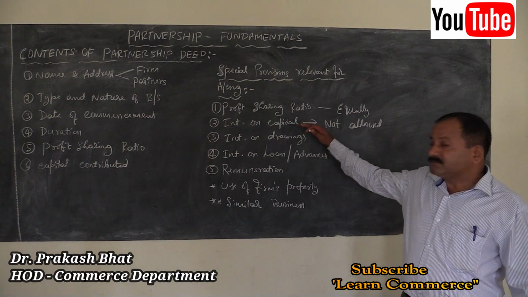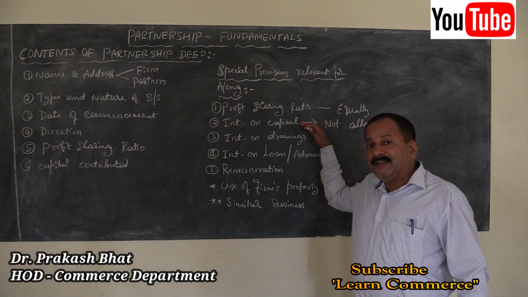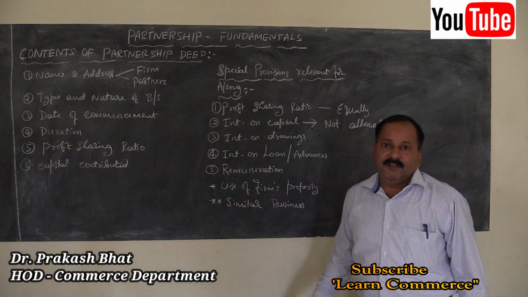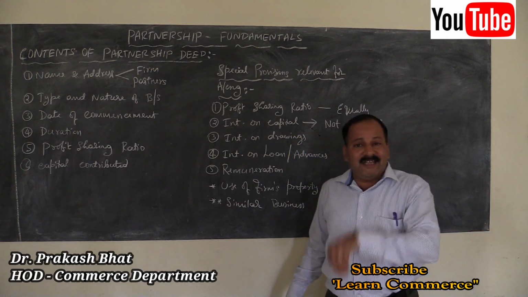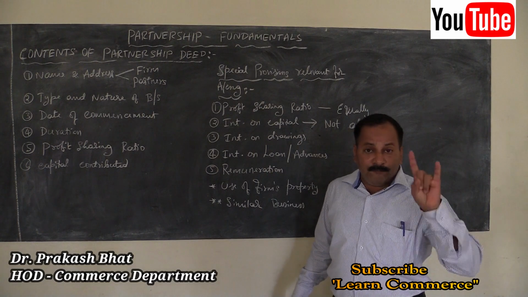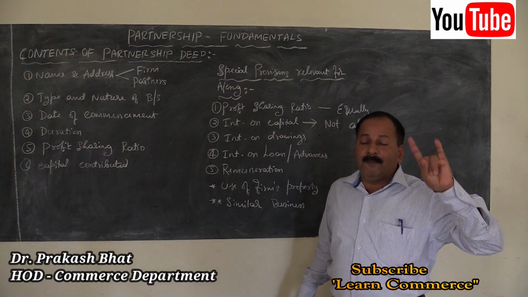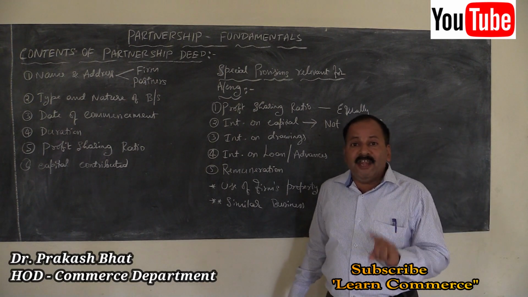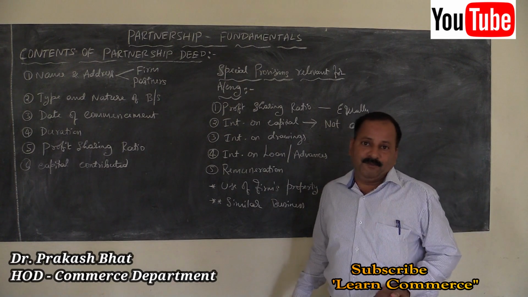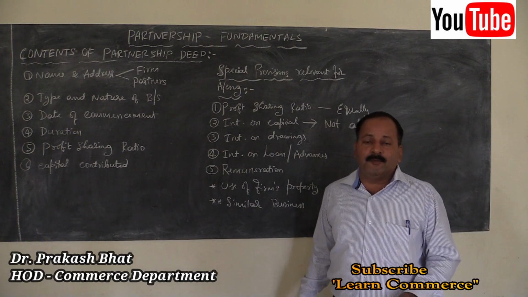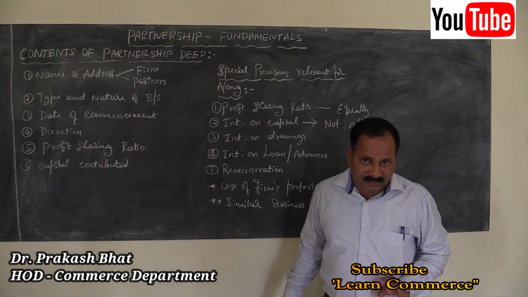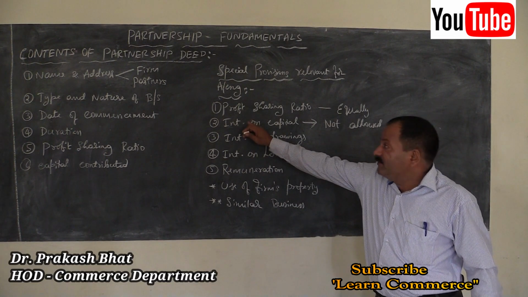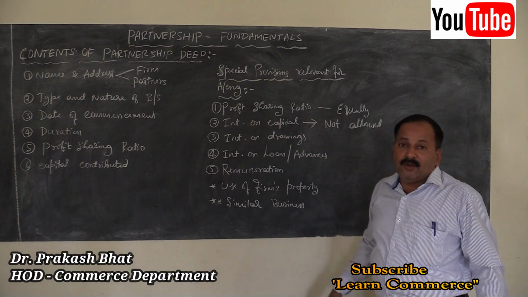But remember, friends, interest on capital will be provided only if there is profit to the firm. Even if the interest on capital clause is there in the partnership deed, if there is a loss in the business, interest on capital should not be provided. So, interest on capital should be provided only when there is sufficient profit for the firm. If there is no profit, no interest on capital should be provided, even if it is mentioned in the partnership deed. So, here you should write not allowed. In the absence of partnership deed, interest on capital should not be allowed.